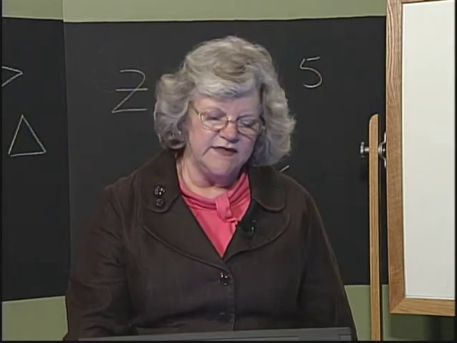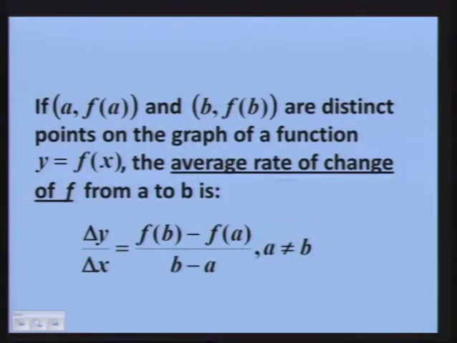So let's say that we have a function f, and we have a point a, f of a, and a point b, f of b. That simply means that one of the x's is going to be a, and the y that goes with it is f of a. Then we have another point, our second x, and then the second y. There are two distinct points on a graph of a function y equals f of x.